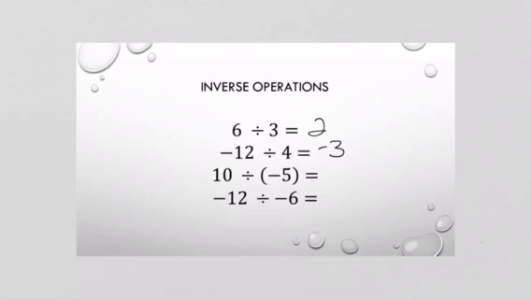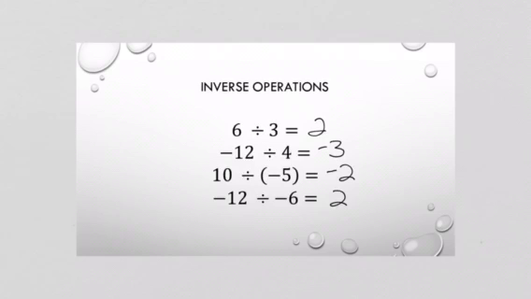What's 10 divided by 5? How about negative 2? Because negative 2 times negative 5 is 10. And what's negative 12 divided by negative 6? How about positive 2? Because 2 times negative 6 is negative 12.